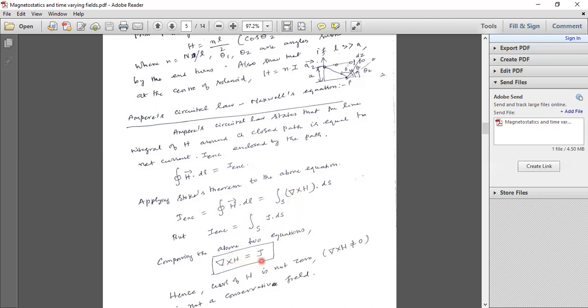So this is the differential equation in magnetostatics. This is the differential form of one of the Maxwell's equations in magnetostatics. This is the integral form, H dot dl equal to I enclosed. This is the differential form, del cross H equal to J.